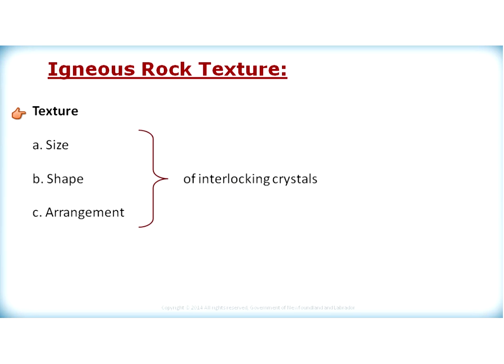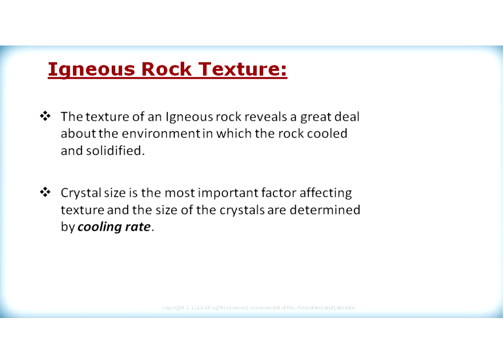When we look at texture, texture refers to the size of crystals, the general shape of the crystals, and how the crystals are arranged. When we look at size, shape, and arrangement of the interlocking crystals, we can see different types of texture in igneous rocks. The texture of an igneous rock can reveal a great deal about the environment in which it cooled and solidified.